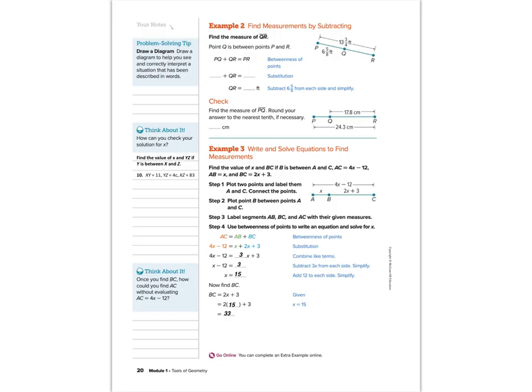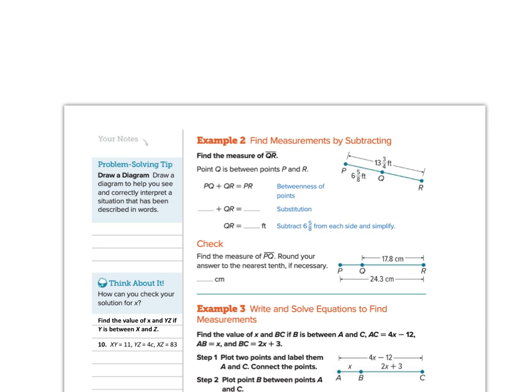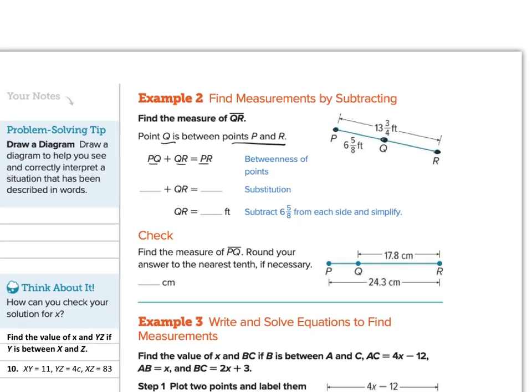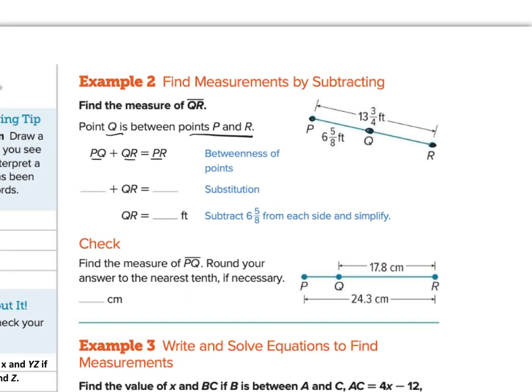So moving on into finding the measurements by subtracting. Again, just using that definition of betweenness. If Q is between P and R, therefore I know PQ plus QR is equal to PR. All I have to do now is substitute and simplify. So I'm going to have PQ. PQ is 6 5/8 plus QR. I don't know what QR is yet. That's what I'm trying to find out. But I do know the entire length of PR is 13 3/4.